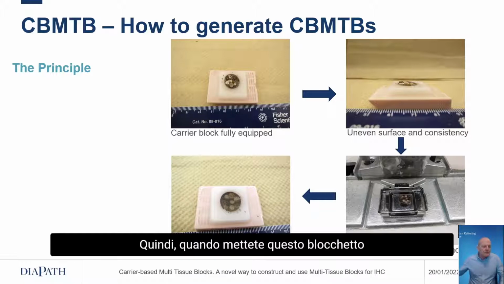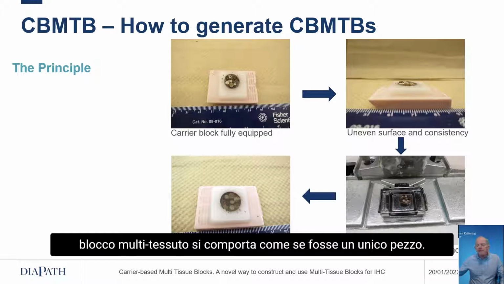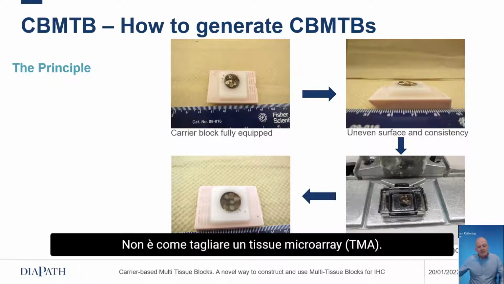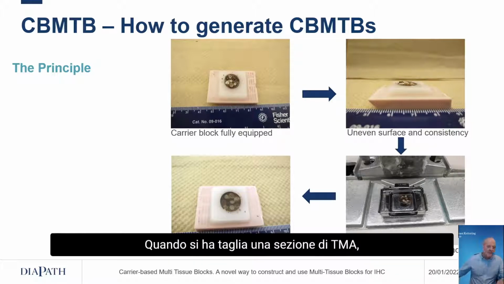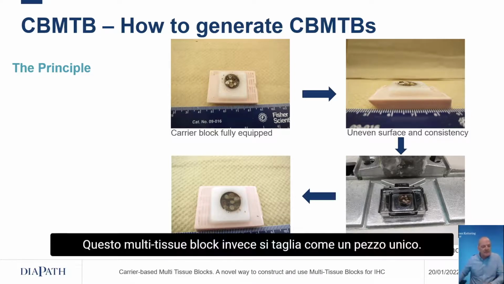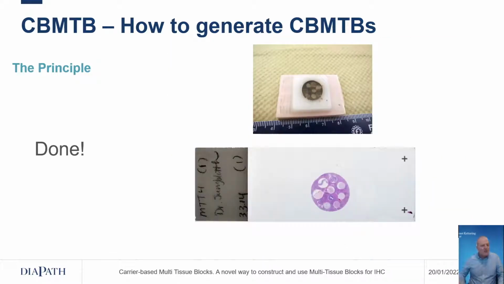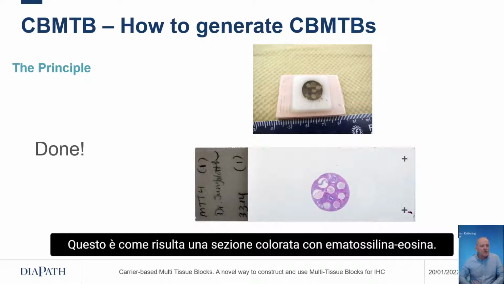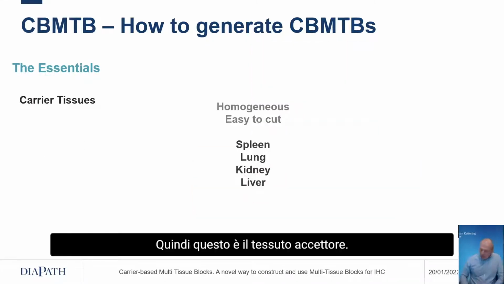So when you place this in a microtome and cut sections, this multi-tissue block will cut like one piece. It's not like cutting a TMA. When you ever section a TMA, it feels like you're cutting many, many different small tissues. This cuts like one piece. And this is how an H&E looks from such a block. So this is round. The diameter is 12 millimeters.